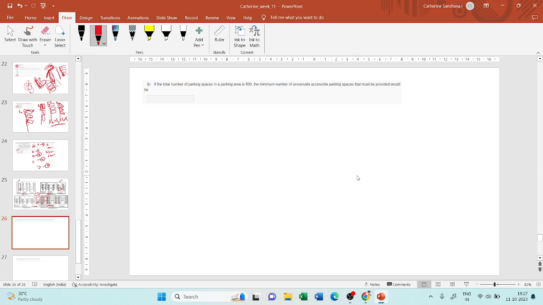Whereas the remaining spaces might not be accessible by the physically challenged people. So that is why parking spaces which can be accessed by anyone are called universally accessible parking spaces.